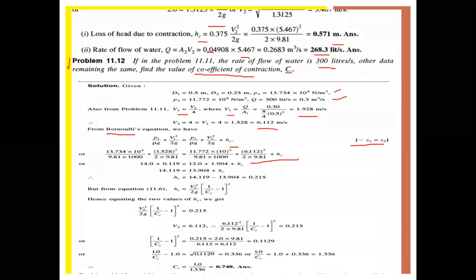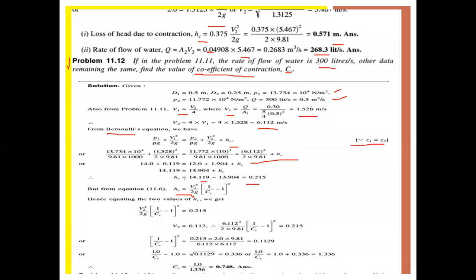So finally, on solving this problem, we get 14 plus 0.119 is equal to 12 plus 1.904 plus hc. Therefore hc is equal to 14.119 minus 13.904, that is 0.215. Okay? Next, from the old equation, the formula hc is equal to V2 square by 2g times (1 by Cc minus 1) whole square. This is the formula we derived.